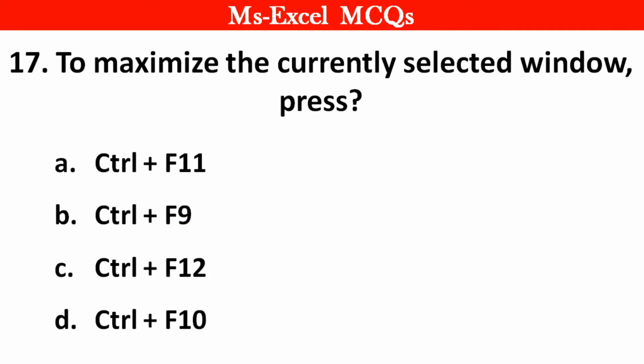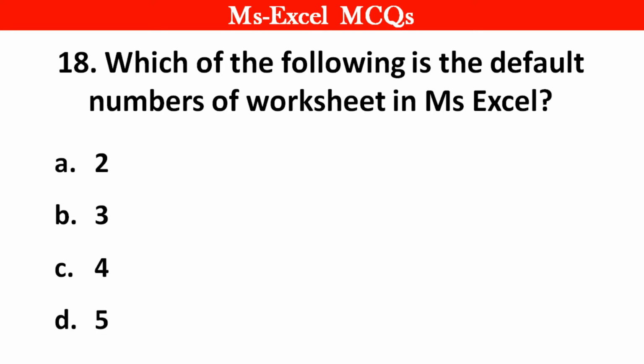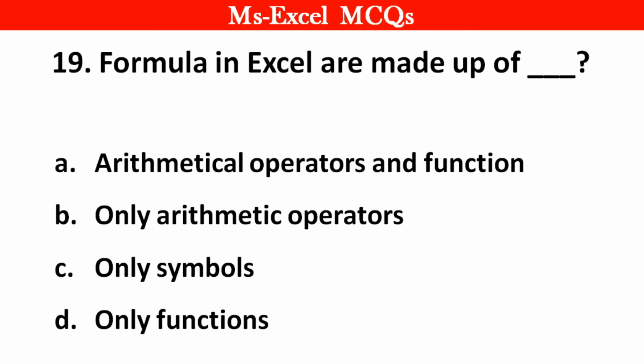Next question. To maximize the currently selected window, press. Right answer is option D, Control plus F10. Next question. Which of the following is the default number of worksheets in MS Excel? Right answer is option B, 3. Next question. Formulas in Excel are made up of dash. Options: A, arithmetic operators and functions; B, only arithmetic operators; C, only symbols; D, only functions. Right answer is option A, arithmetic operators and functions.